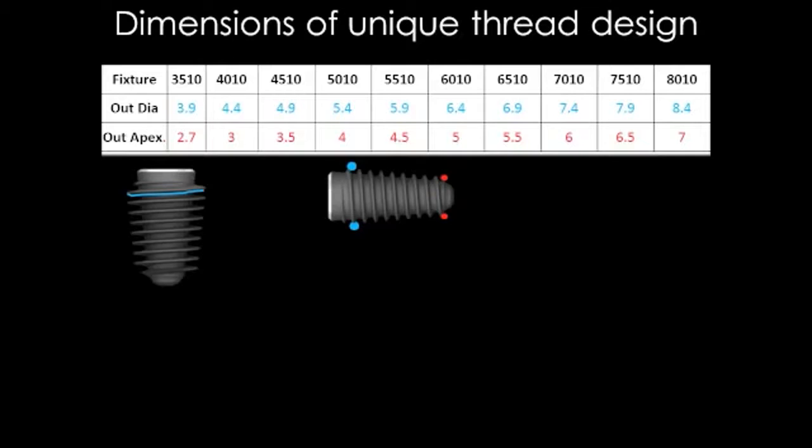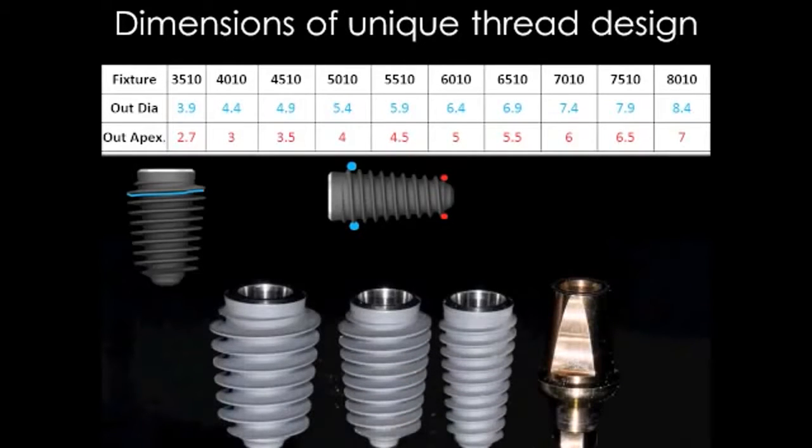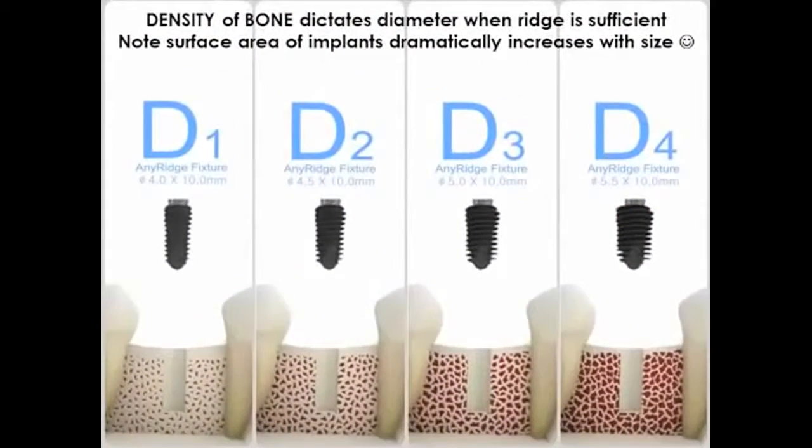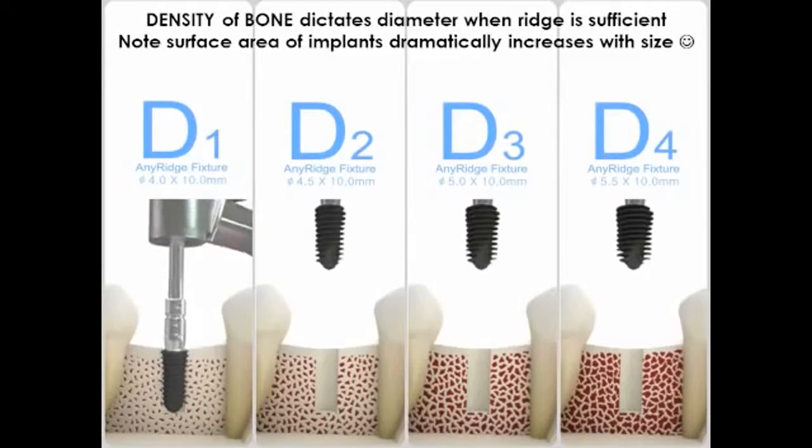Note on here the different aspects of the very unique thread design. Again, where the blue lead is, the blue little diagram there, that has an increased lead by 0.4 millimeters circumferentially, so you really get increased stability. Let's note this little video here and really pay attention to the surface area as the implant gets placed.